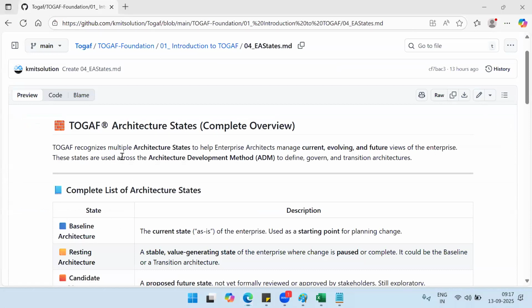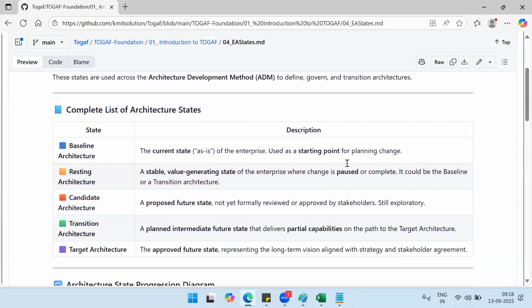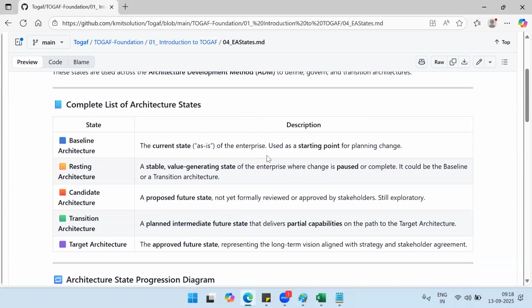TOGAF recognizes multiple architecture states to help enterprise architects manage the current, evolving, and future view of the enterprise. These states are used across the architecture development method to define, govern, and transition architectures. So baseline, as I mentioned, as-is, means this is the current state of the enterprise, used as a starting point of your planning change.